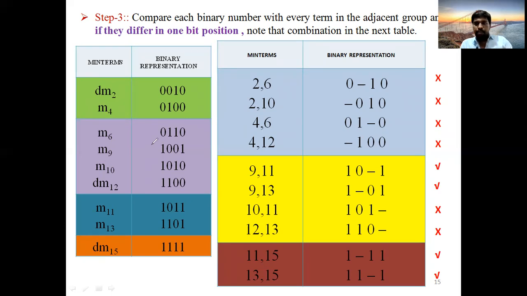Okay, single bit variance in the sense, see here, when I compare 2 with 6. The value of 2 is 0, 0, 1, 0. The value of 6 is 0, 1, 1, 0. See here, the first bit is the same, 0, 0. The second bit is different here. The second bit is differing. Third bit here 1, there also 1. Fourth bit here 0, there also 0. So, the first bit is same, third bit is same, fourth bit is same. The second bit is different. That's why that different bit position is replaced with the dash.